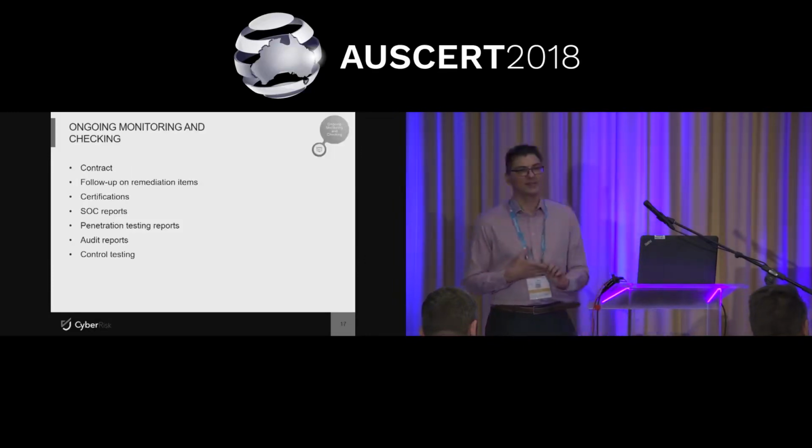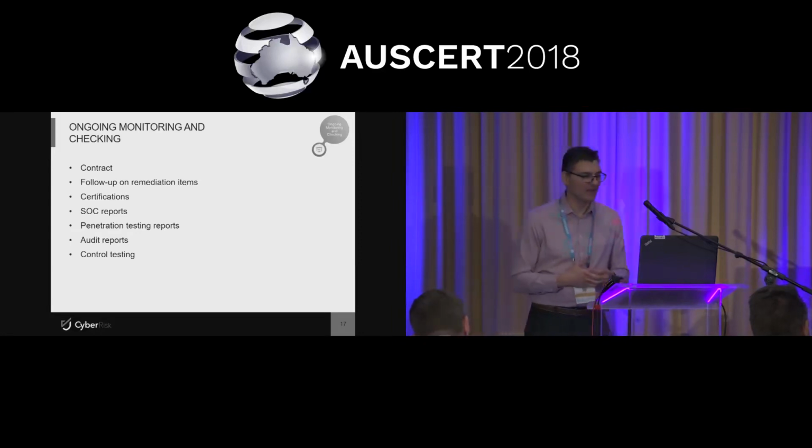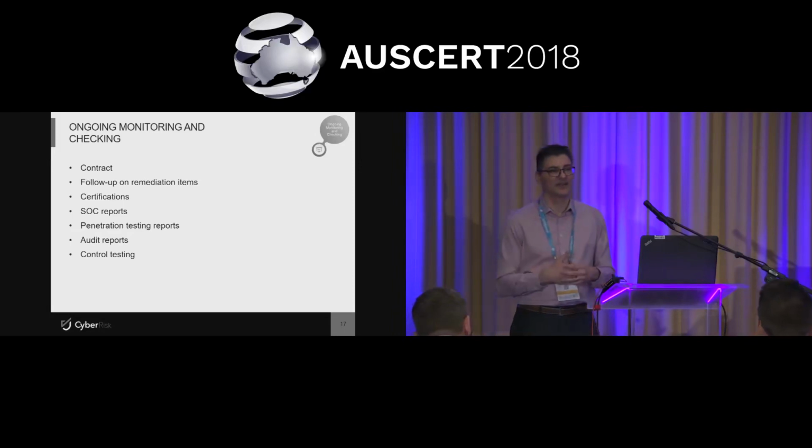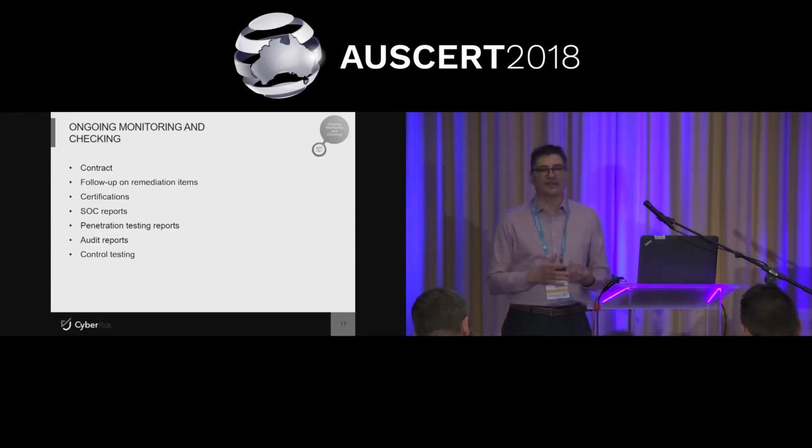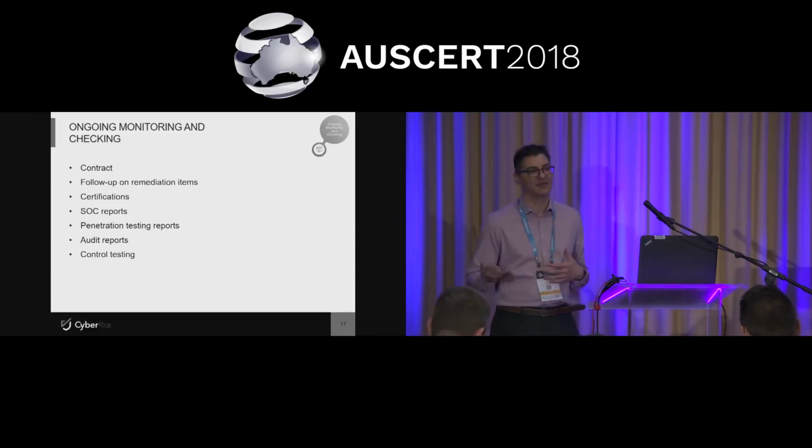Ongoing monitoring and checking. As I said before, one of the major failings of third-party risk management is it's just a one-off event. Over the life of the contract, you do need to keep checking, keep monitoring, and hopefully auditing the third party to understand whether your risk exposures have changed or not from your initial assessment. Ensure that your contract allows you to perform ongoing monitoring and checking. Ensure that it allows you to follow up on remediation items. So if you do identify control weaknesses, are they actually addressing them? Are they addressing them properly? And do you have any proof that they've actually implemented something that works in terms of control design and control effectiveness?